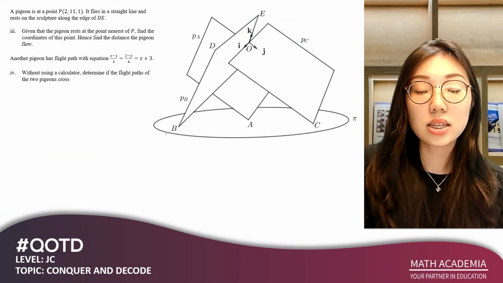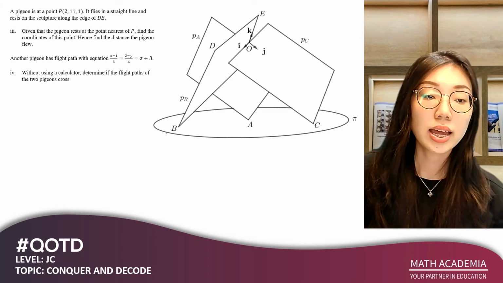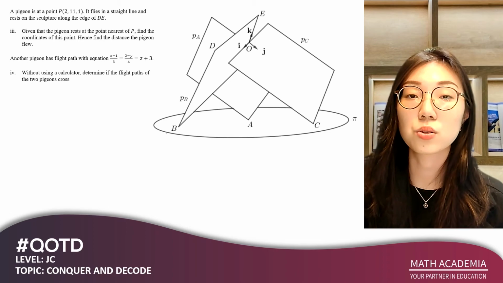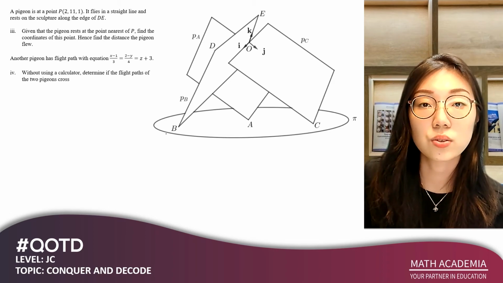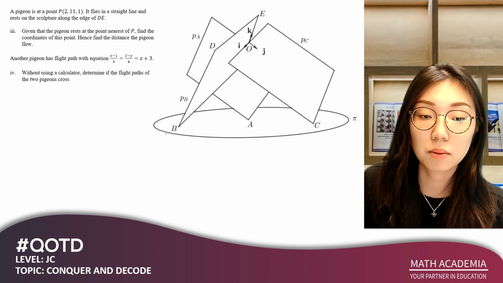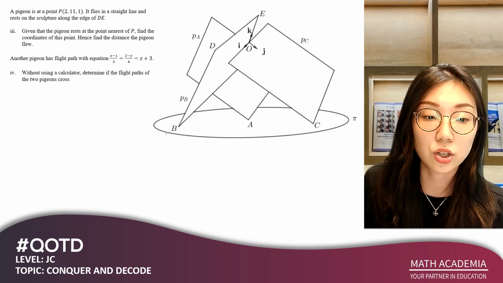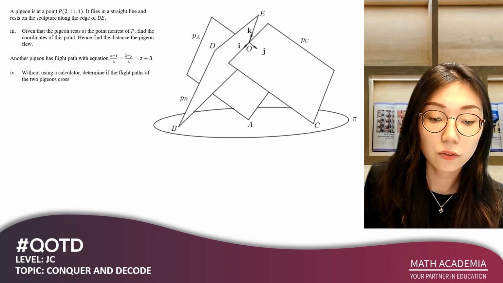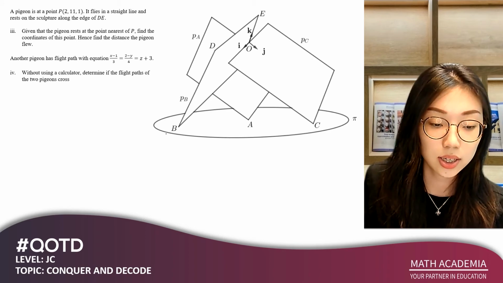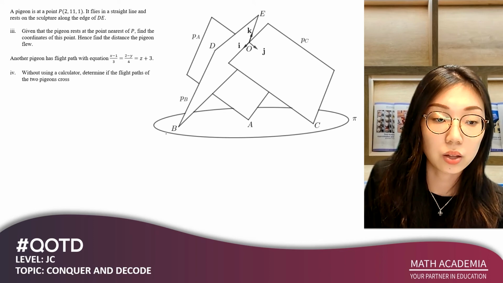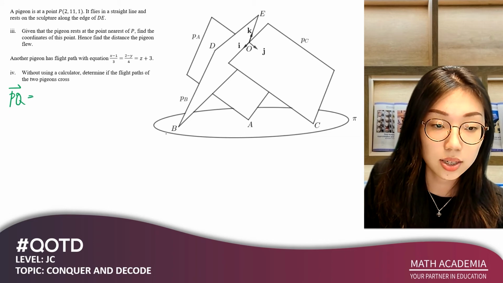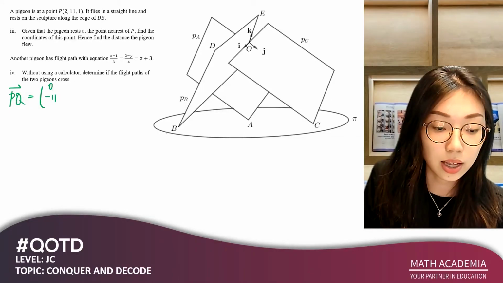Alright. The next part of the question states that another pigeon has a flight path with equation (x minus 1) over 3 equals (2 minus y) over 4 equals z plus 3. Alright, without using a calculator, they want us to determine if the flight paths of the two pigeons cross. Okay, so first we need to find the equation of path for two pigeons. So for pigeon 1, in the previous part we have concluded that PQ is (0, negative 11, 3).